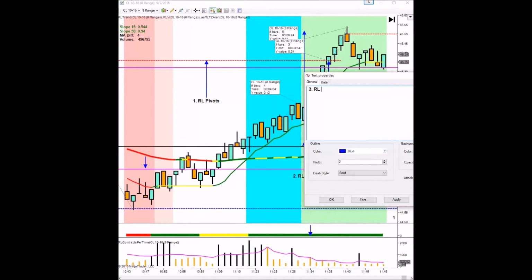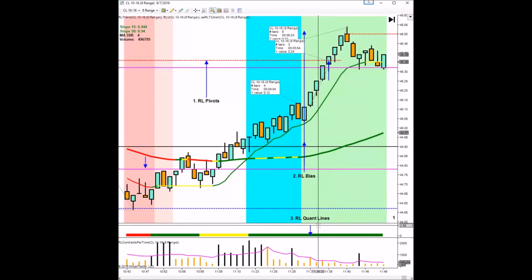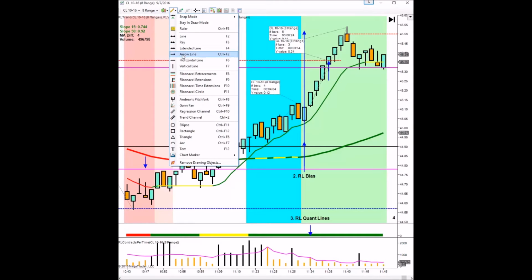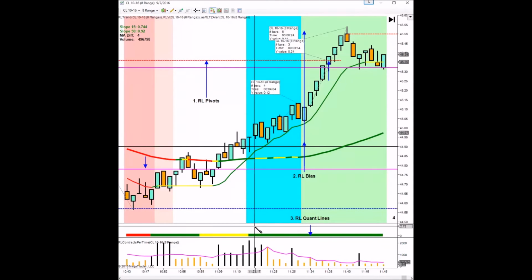is the RL Quant Lines. This is the indicator that does the assessment of correlative markets and determines money flow. And you can see how when money began streaming into crude and its correlative markets and out of its inverse correlative markets, price was pushed up.